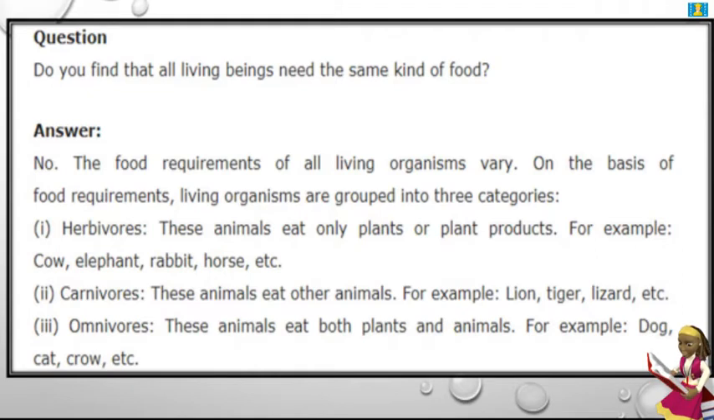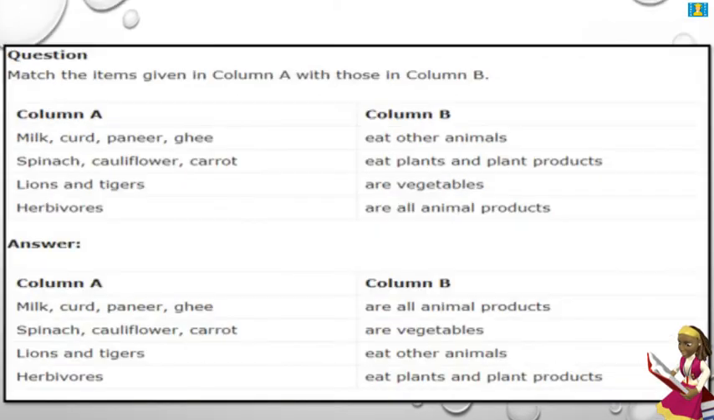Next one is carnivores. These animals eat other animals. For example, lion, tiger, lizard, etc. And the final one is omnivores. These animals eat both plants and animals. For example, dog, cat, crow, etc.